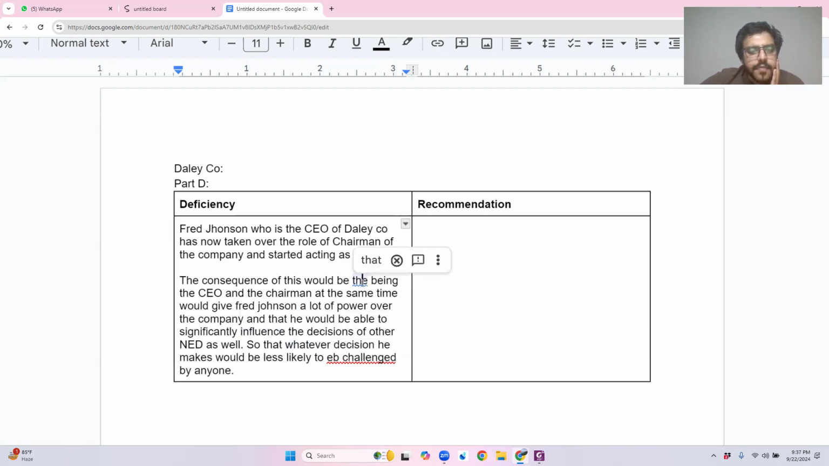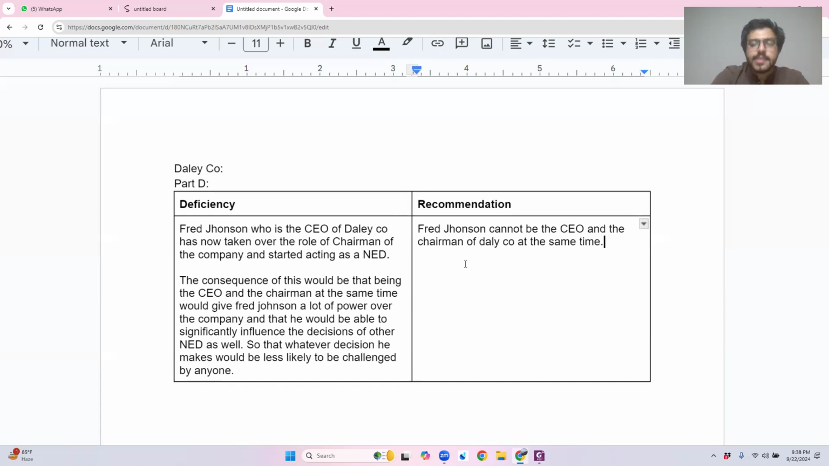Okay. So basically, we have done the first part, that was explaining the deficiency. We have fully secured one mark for this question. Great. Now we need to move towards recommendation. We have to provide a recommendation to it. Now, the first step for providing a recommendation is what is being done wrong? What is wrong here? Wrong is that Fred Johnson cannot be the CEO and the chairman of Daley Corporation at the same time. That is what is being done wrong.